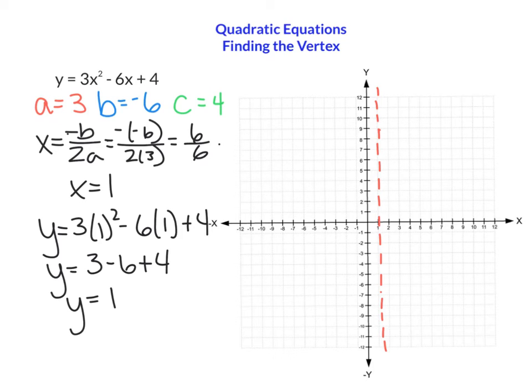So that means in my ordered pair, my x value is going to be 1 and my y value is going to be 1. So my ordered pair for my vertex is going to be 1, 1. So let's plot that point on the line right here. This is where the vertex of my graph will be. All right, one more example.